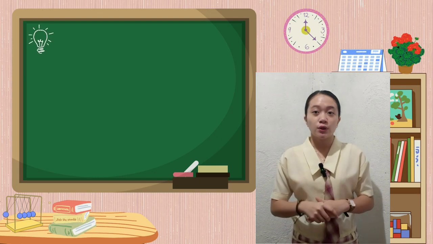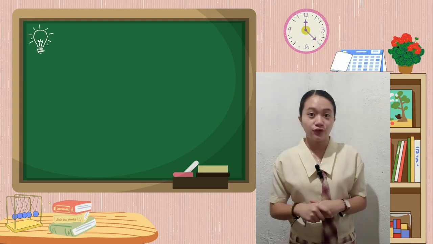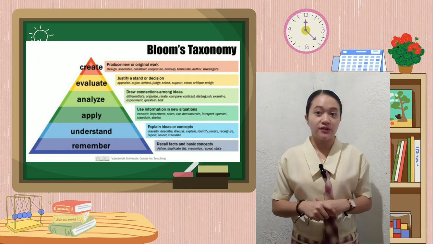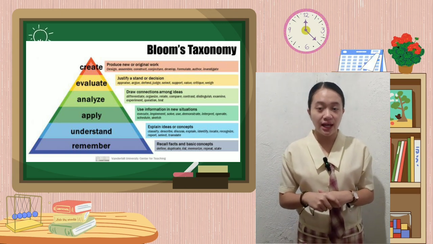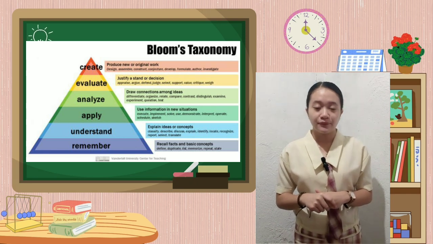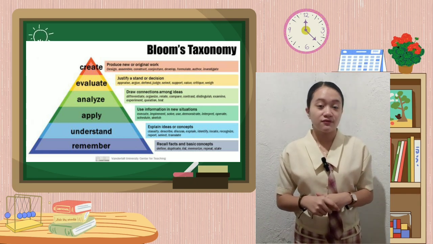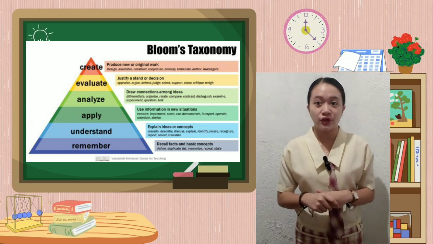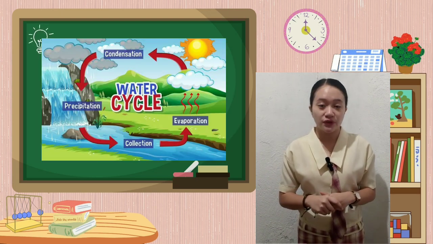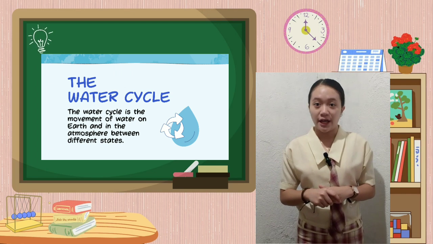So today, we're going to explore a powerful tool for learning called Bloom's Taxonomy. It helps us understand different levels of thinking and how we can ask questions to encourage deeper learning. So here are some examples of general knowledge questions for each level of Bloom's taxonomy, using the topic of the water cycle along with explanations.